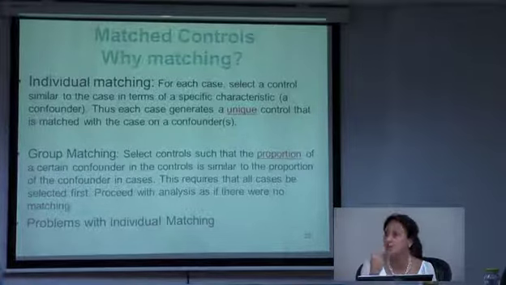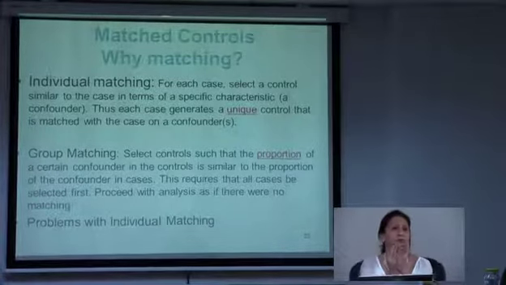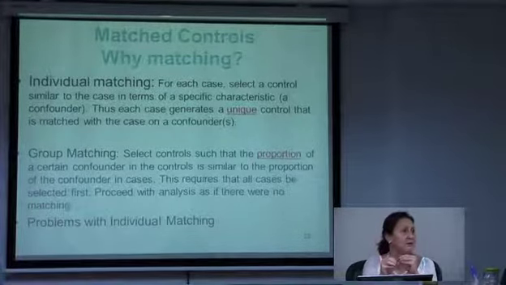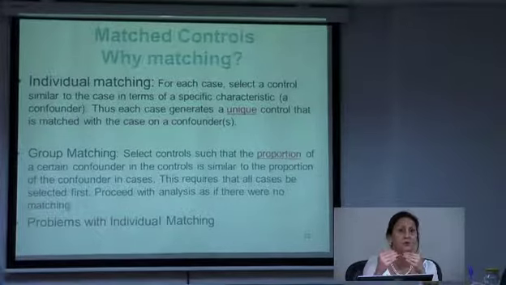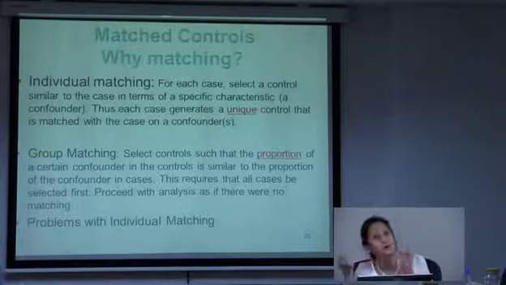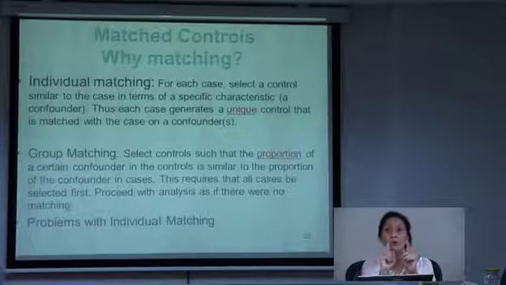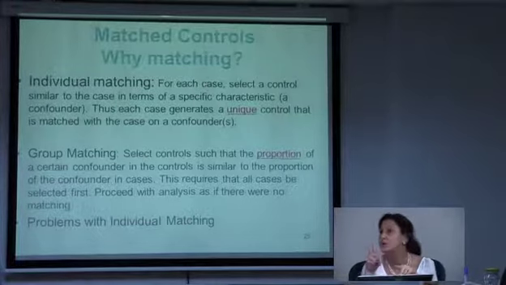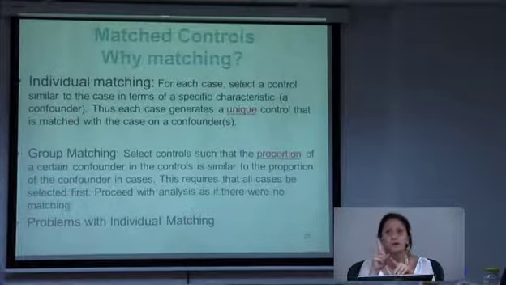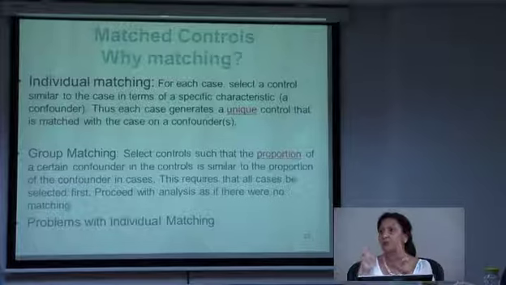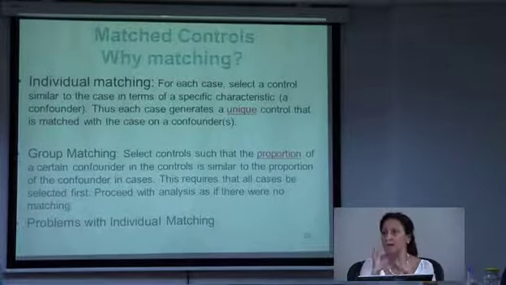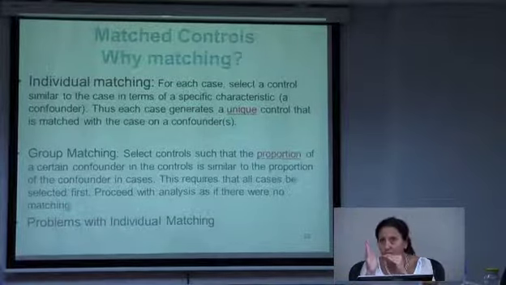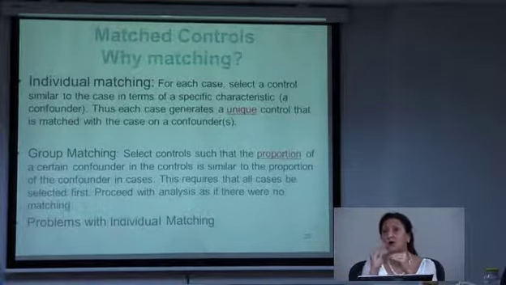So we have two types of matching. We have individual matching. For every case that we identify, as you are collecting your cases, you go and find the control, which is a unique control for that case. It could be one or two. It doesn't have to be one match. It could be 1 to 2. Your ratio is 1 to 2. And this means that you have a unique control that's matched with the case on confounders.